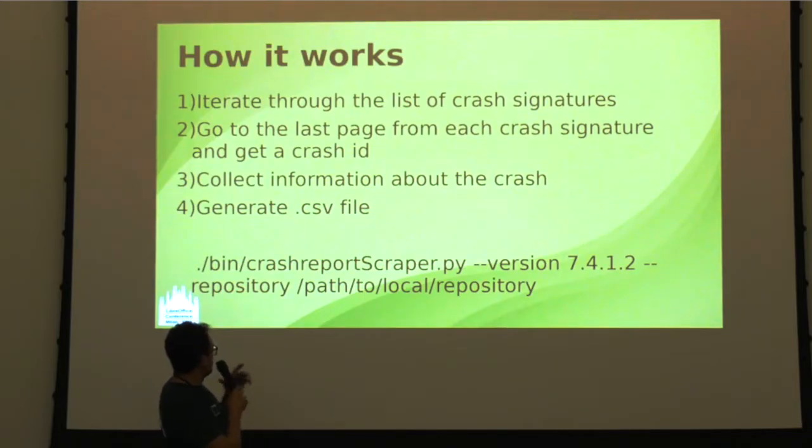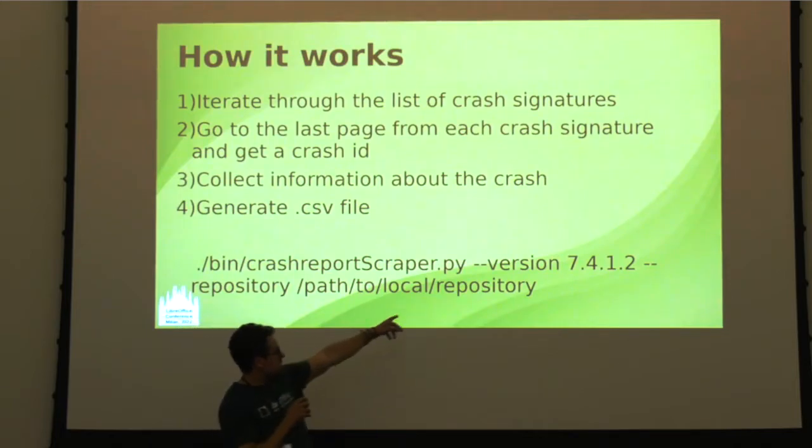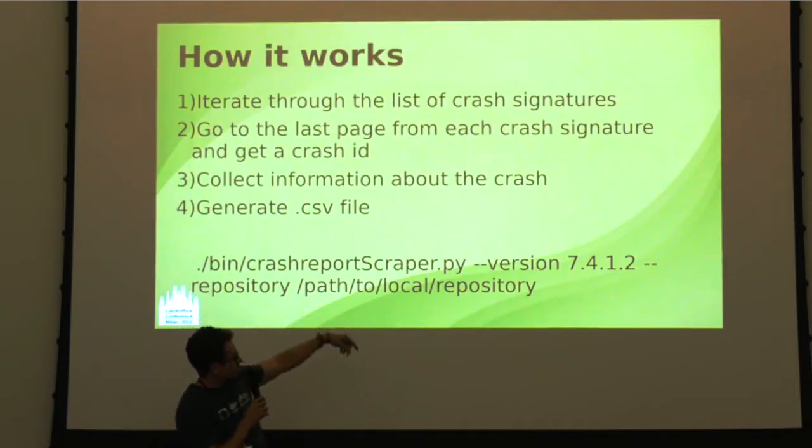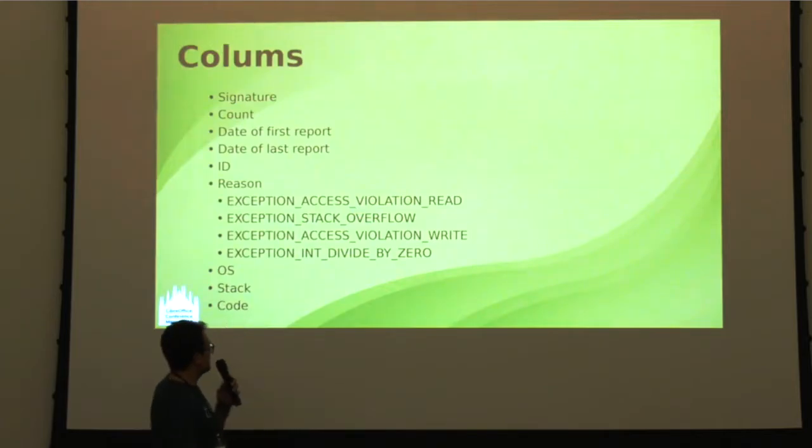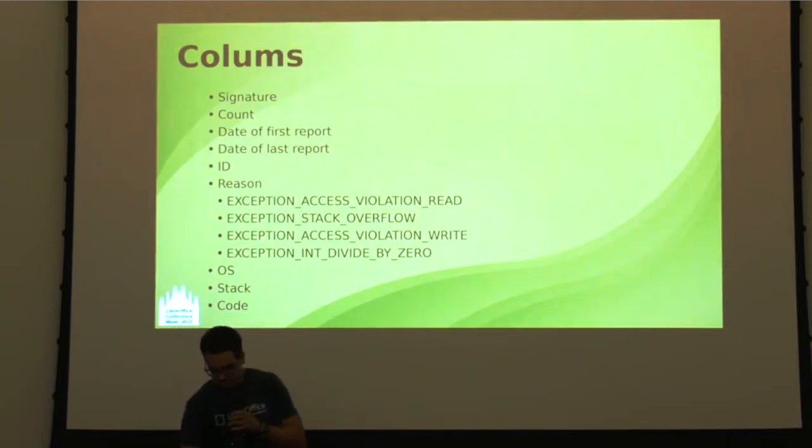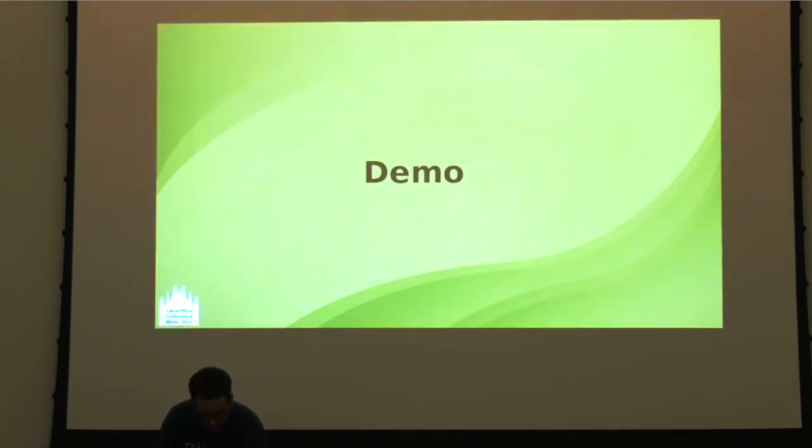So this is basically the script. We just call the version. And here, we also use the parameter of the local repository, and I'm going to explain later why. This is basically all the information we retrieve for a specific crash report, but I'm going to show it in a demo. I think it's easier to understand.